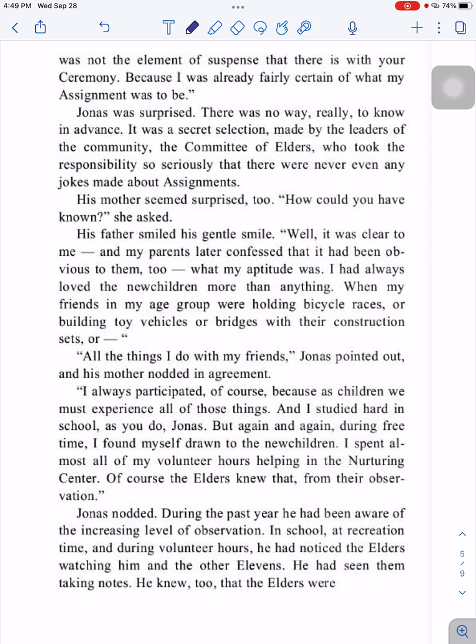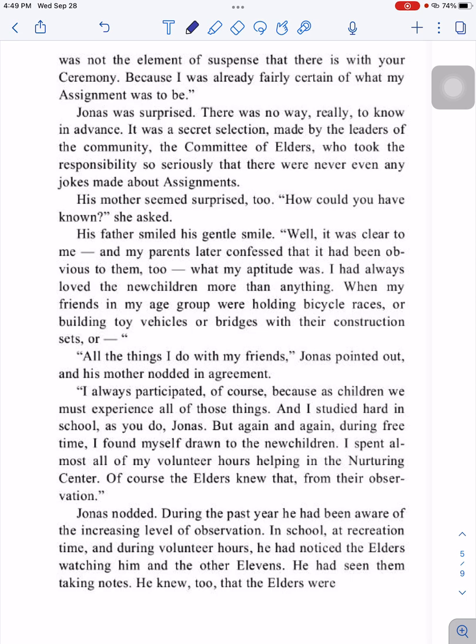Jonas was surprised. There was no way really to know in advance. It was a secret selection made by the leaders of the community, the Committee of Elders, who took their responsibility so seriously that there were never even any jokes made about assignments. His mother seemed surprised too. "How could you have known?" she asked. His father smiled his gentle smile.